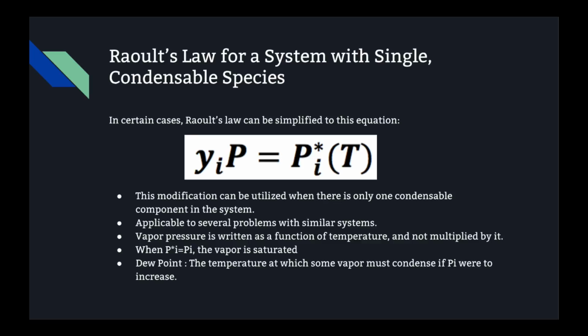For a system with a single condensable species, Raoult's law can be simplified to the equation y_i P equals P*_i(T). This modification is very useful because it is applicable to several problems with similar systems. Note that in this equation and the general form, vapor pressure is written as a function of temperature and not multiplied by it. If P*_i equals p_i, the vapor is saturated, meaning that it is unable to hold any more water. If p_i were to increase, some vapor must condense. The temperature at which this happens is known as the dew point.